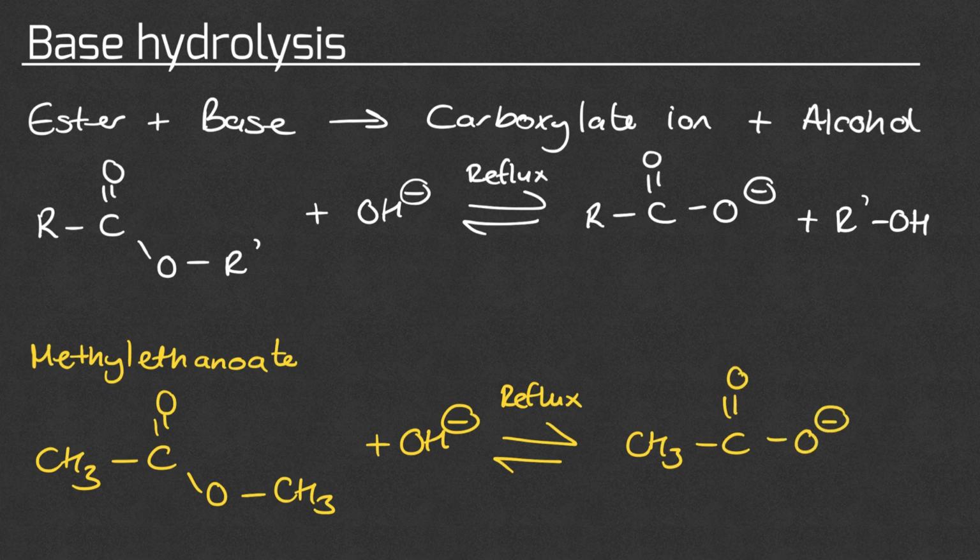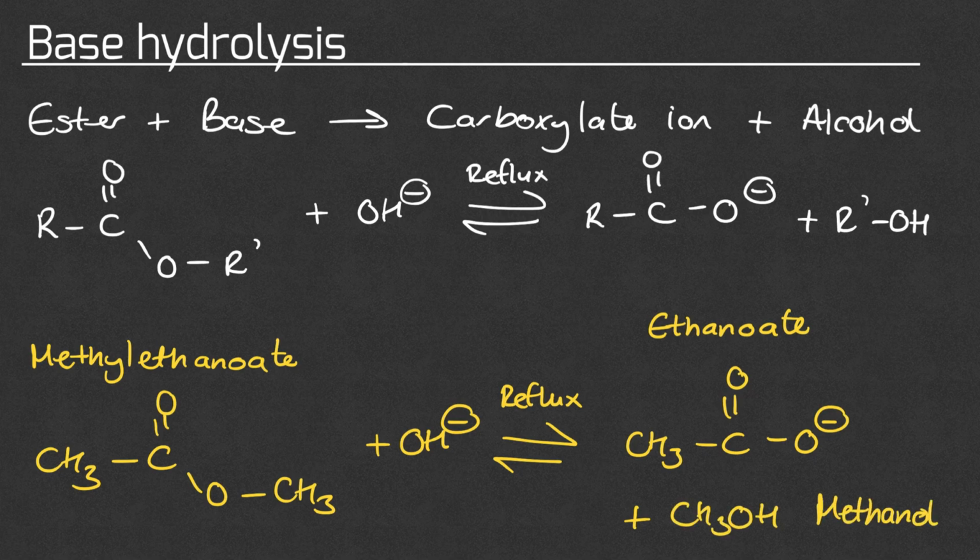So we can see how the equation is very similar to the generic one we've given above. We'd add the reflux onto the arrow, and this would be the carboxylate ion which we would form. So if we were hydrolyzing methyl ethanoate, we can see here we've got two carbons joined onto the double bond oxygen. That must mean we would have had ethanoic acid at some point, so our carboxylate ion would be ethanoic acid but deprotonated. So we would call it ethanoate. We'd also form the methanol as well.